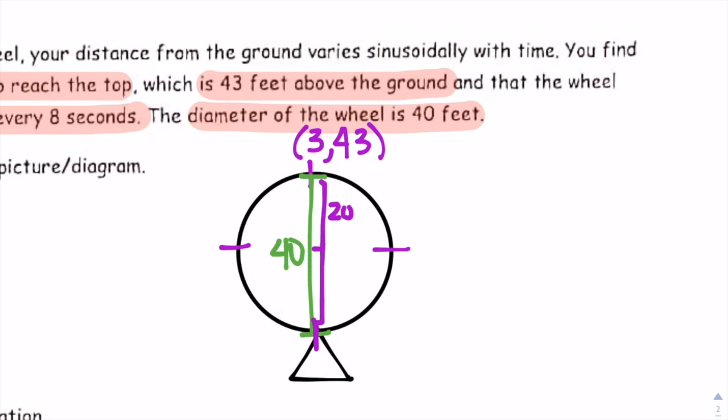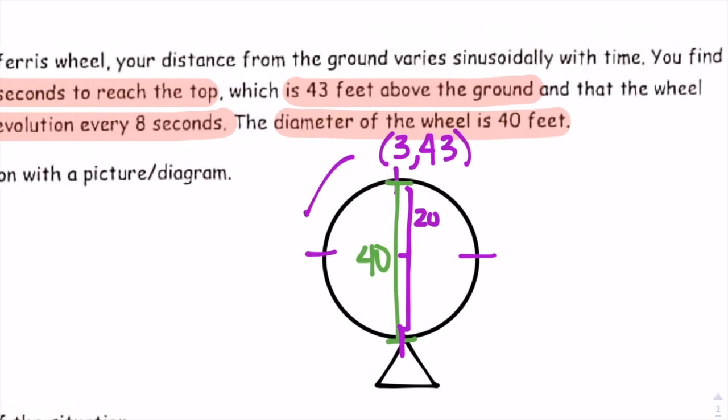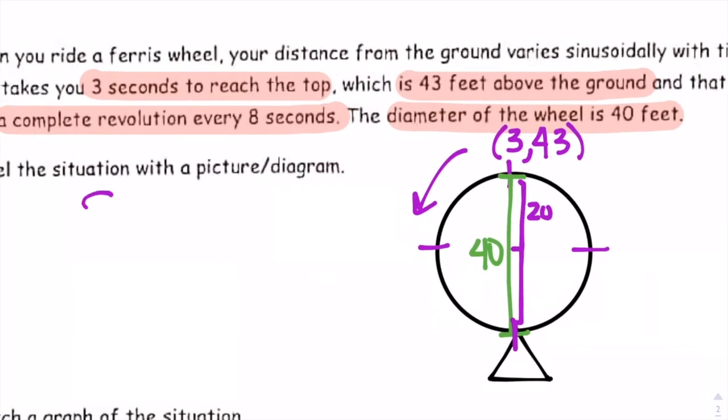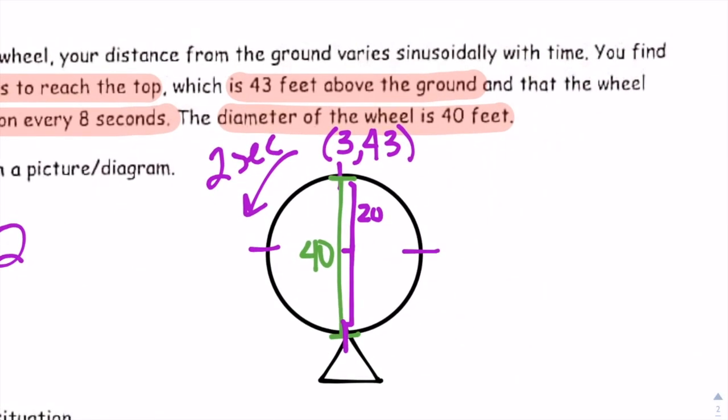And so if it takes us 8 seconds to go all the way around, we want to figure out how long does it take us to go each quarter of our circle. So we're just going to do 8 divided by 4, which is 2, so it takes us 2 seconds to go each quarter. So if we think about the fact that the top is at 3, I'm actually going to move backwards, because if we subtract 2 seconds from that 3, we're at 1 second, which is not negative, so that works. And so it's going to be 1, but now we're going down 20 feet, so it's going to be 23 feet above the ground.